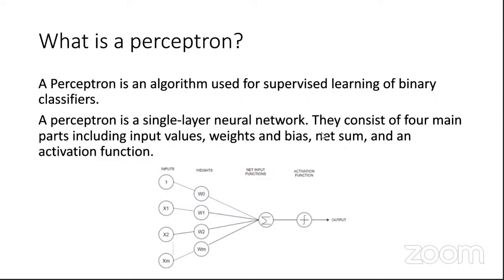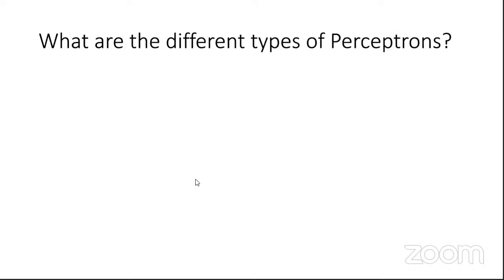What does it contain? It contains an input layer and an output layer, and weights will be there, and one bias will be there. In this image we don't see the bias, but one bias also will be there. The summation will be fed to an activation function. This is what a perceptron is. What are the different types of perceptrons?